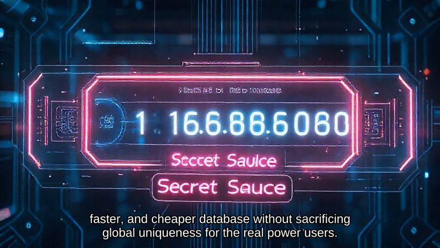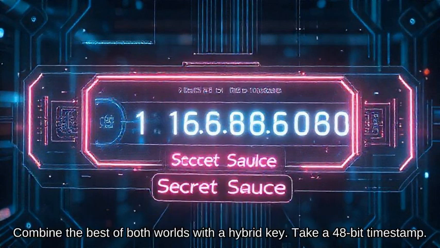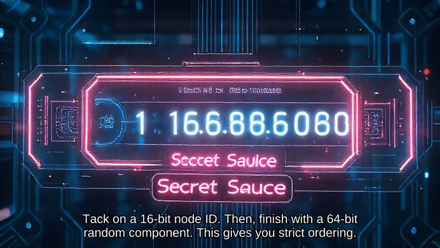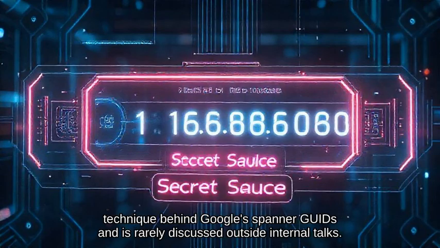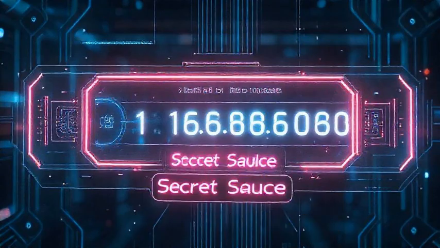For the real power users, combine the best of both worlds with a hybrid key. Take a 48-bit timestamp, tack on a 16-bit node ID, then finish with a 64-bit random component. This gives you strict ordering, collision resistance across data centers, and the ability to shard by node ID. It's the technique behind Google's Spanner GUIDs and is rarely discussed outside internal talks.